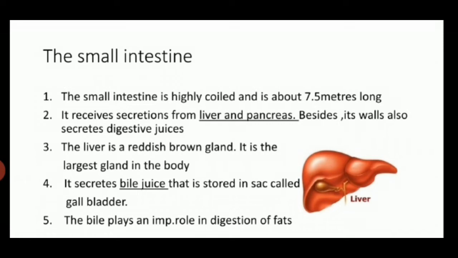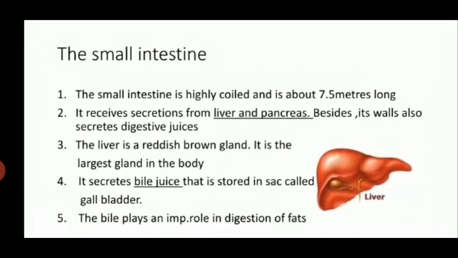Now what does it secrete? This liver secretes bile juice. Bile plays an important role in the digestion of fats. Now remember, just like the digestive juice in the stomach will help in the digestion of protein, breaking proteins into simpler substances, similarly, the liver will secrete a digestive juice named bile, and this bile will help in the digestion of fats. Fats will be converted into fatty acids.